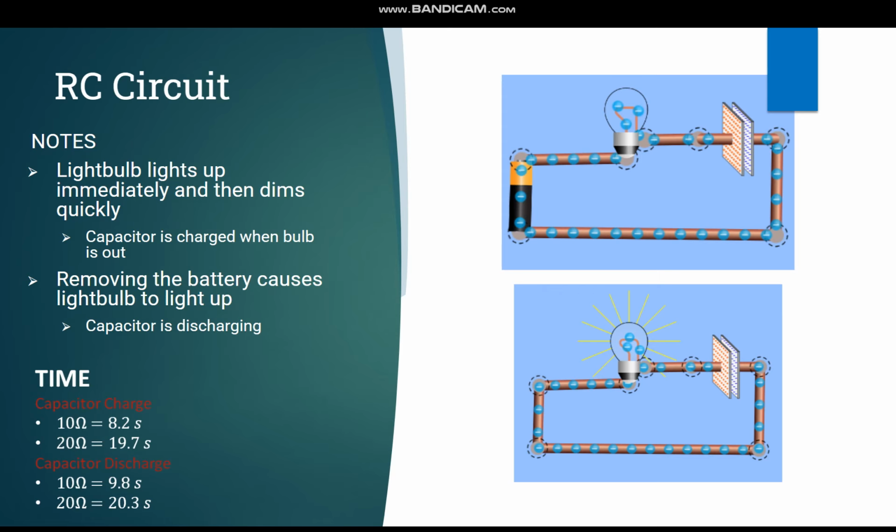So 10 ohms is 8.2 seconds, 20 ohms, 19.7 seconds for the capacitor charge, and the discharge 10 ohms would be 9.8 seconds, and then 20 ohms be 20.3 seconds.